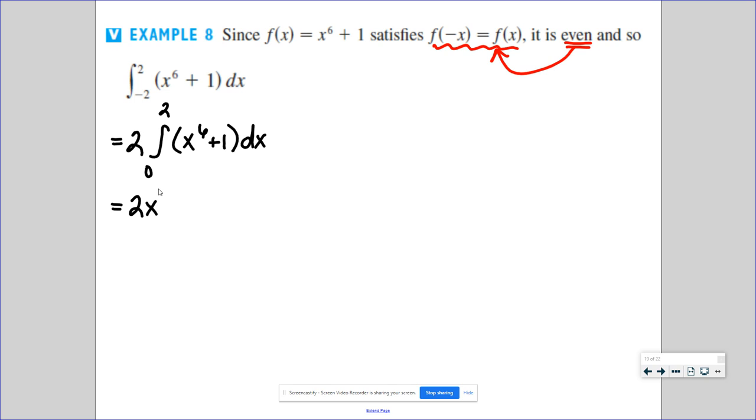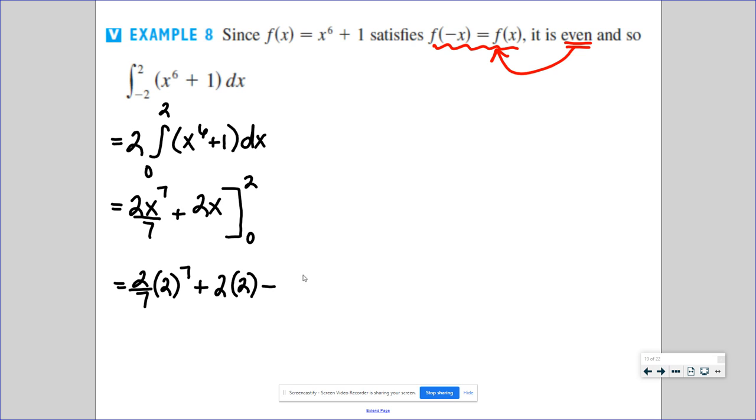Okay, we're going to do an antiderivative. So add 1 to the power, divide by the power. And then the antiderivative of 1 is x, but I threw the 2 there with it. And we are evaluating from 0 to 2. We plug in 2 first. And then we plug in 0.